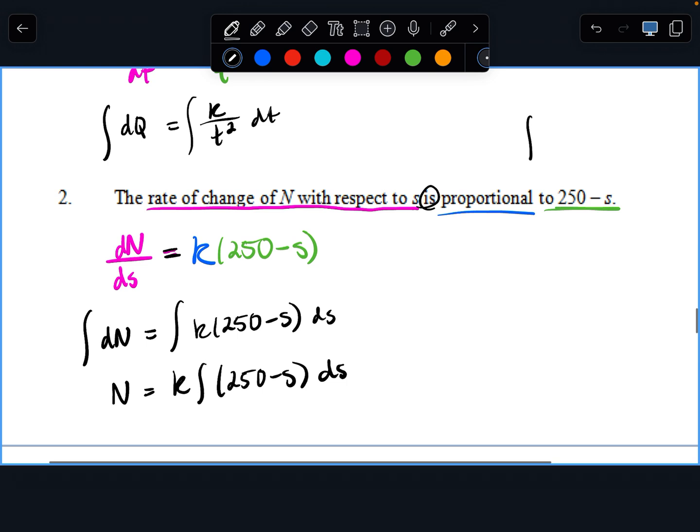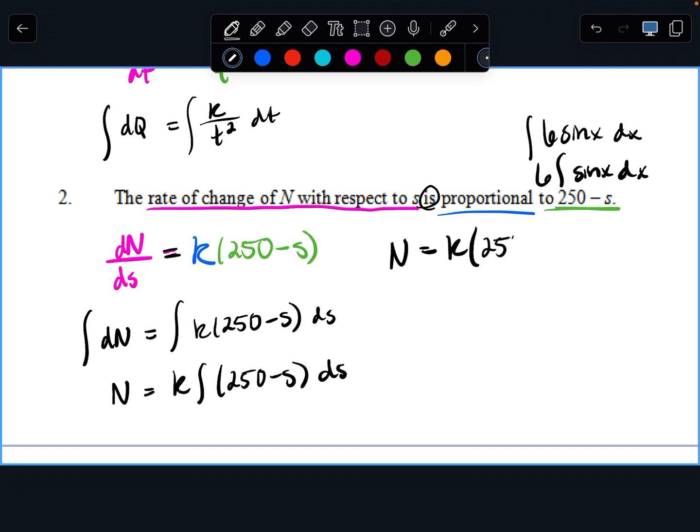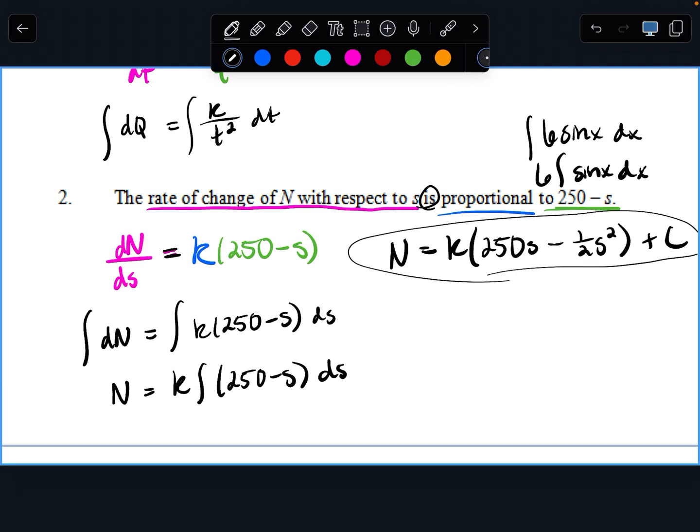It's kind of like if you were to integrate 6 sine x or something. Technically you could just do sine x and then tack the 6 on later. Do you know what I'm saying? So I'm just keeping the constant off to the side. And then now I'm going to integrate this, which we would get K times, and then if I integrate it, wouldn't that just be 250s, I hate s, minus 1/2 s squared, and then plus C. I'll call it. That'd be good. It's a bad circle. Okay. That's it.